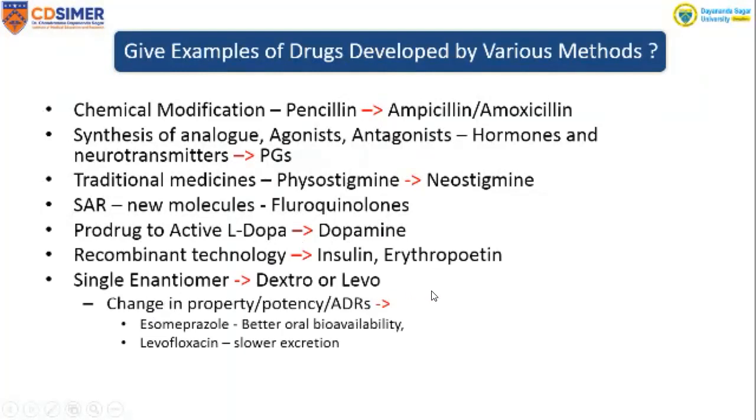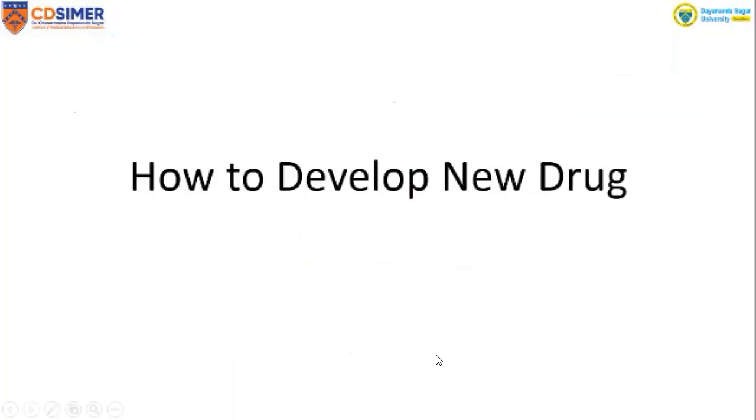Then single enantiomers: every chemical drug has a dextrorotatory form and a levorotatory form. You can isolate one of these forms and see better potency and availability of that drug, like esomeprazole. Omeprazole is a mixture. Esomeprazole has better oral availability, and levofloxacin has slower excretion, so longer activity.